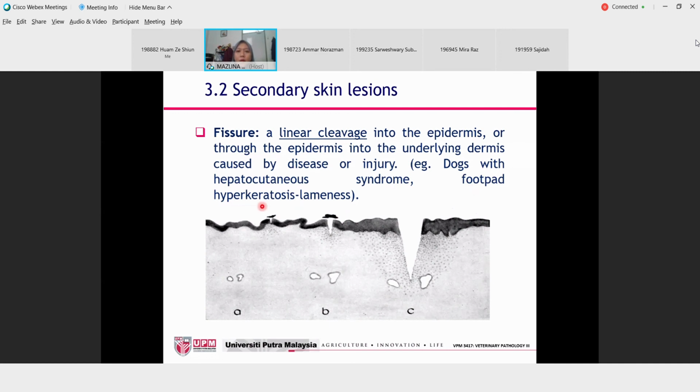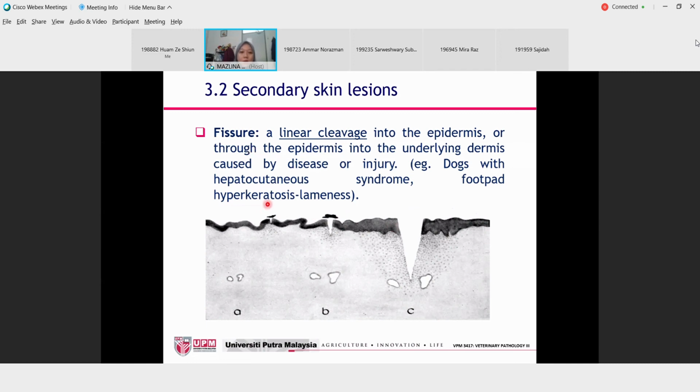Footpad hyperkeratosis is very commonly observed in older animals, maybe old dogs. Their footpad becomes very thick. When the footpad becomes very thick, they tend to cause fissure or wound, and then this can lead to lameness. So please check, especially in old animals when they are lame, please check also the footpad. Maybe this is due to the fissure from footpad hyperkeratosis.